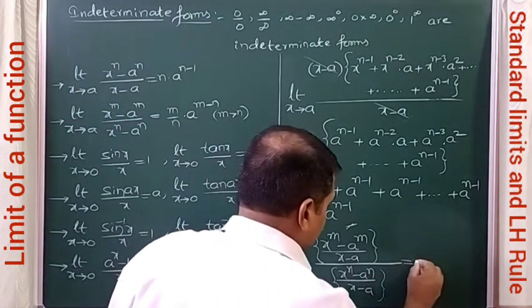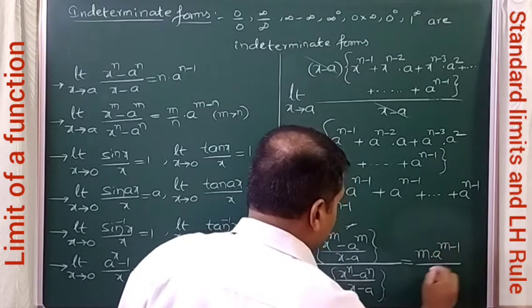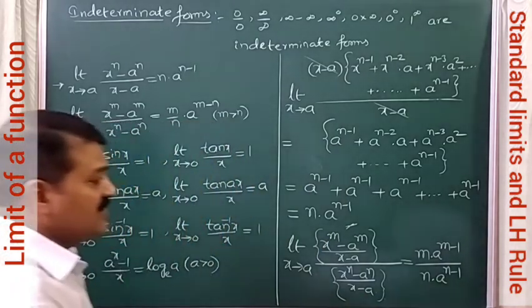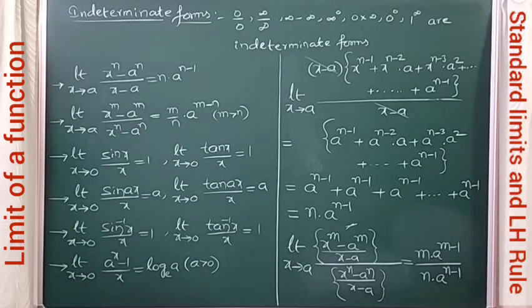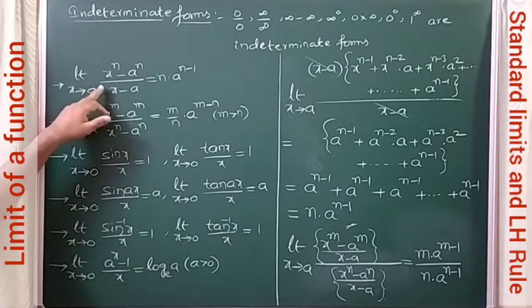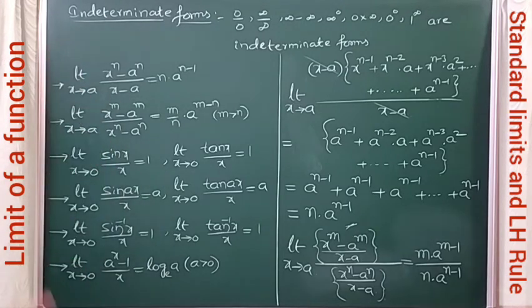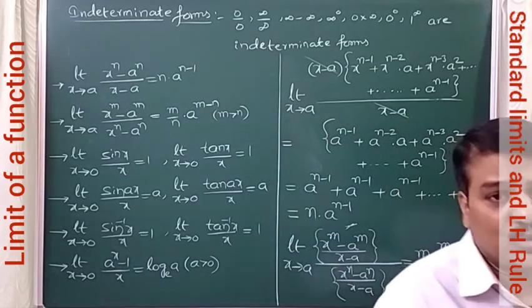So numerator m into a power m minus 1, denominator n into a power n minus 1. Simplify, you will get this result. So therefore using this first result, we are deriving the second result. Like that, all the standard results, all the standard limits actually we can prove.